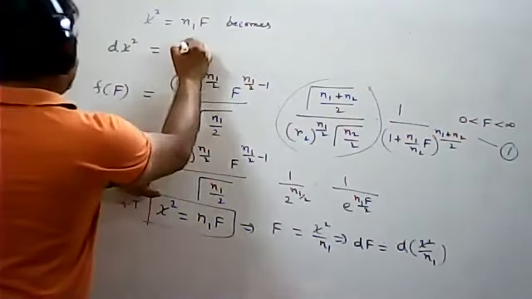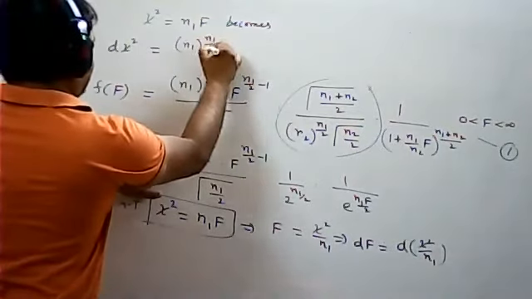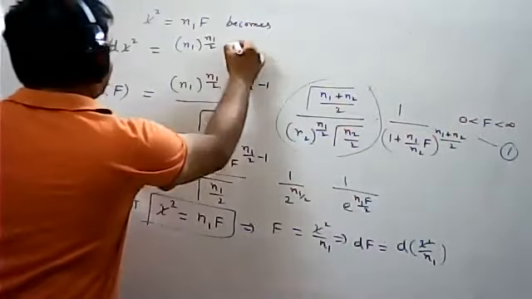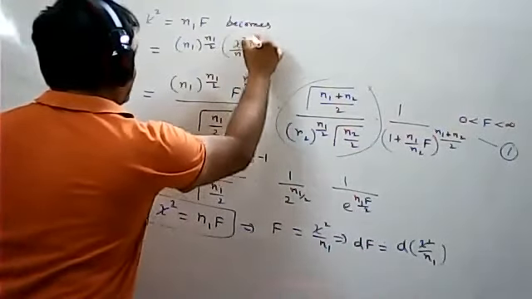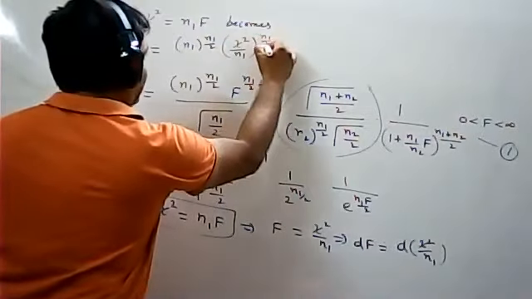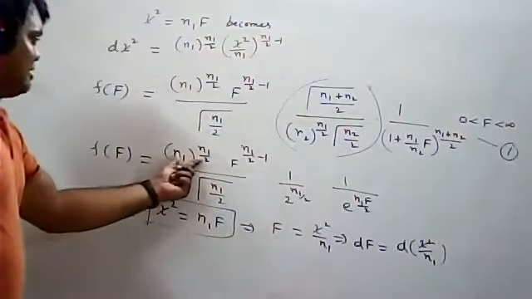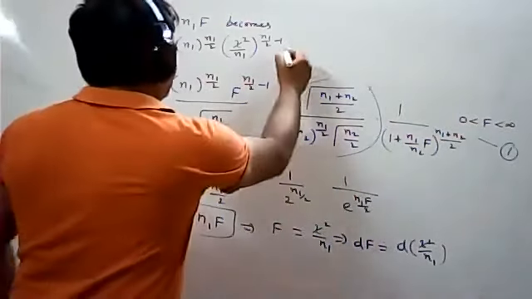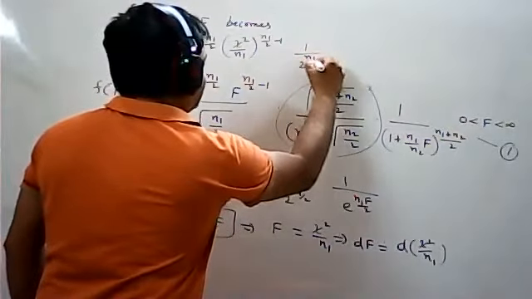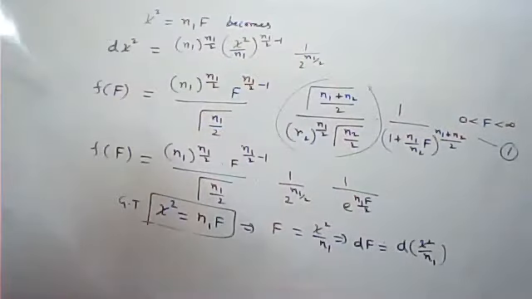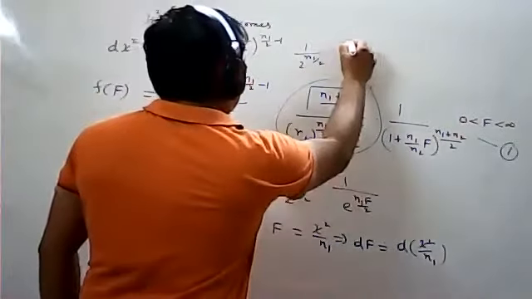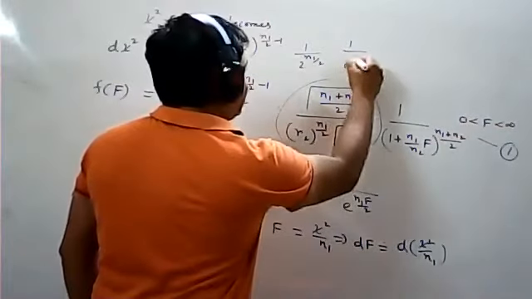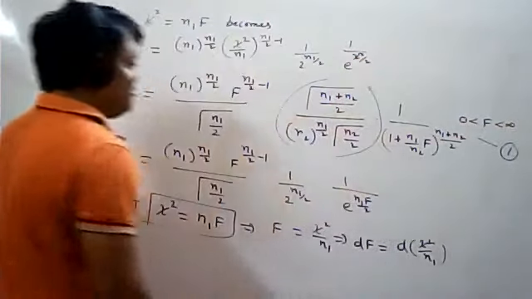First I will write the terms as it is. N1 whole power N1 by 2 as it is. This is nothing but f. What is the f value? Chi square by N1, so the f value is chi square by N1 whole power N1 by 2 minus 1. This one is completed. And then into 1 by 2 to the power of N1 by 2 as it is. This into 1 by, this is N1 into F, which is nothing but chi square. So that means e power chi square by 2.